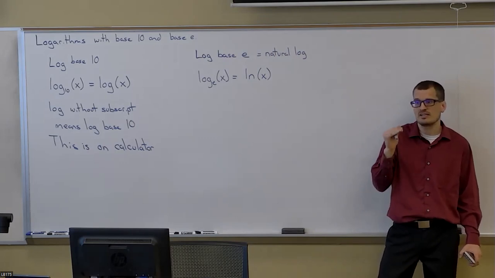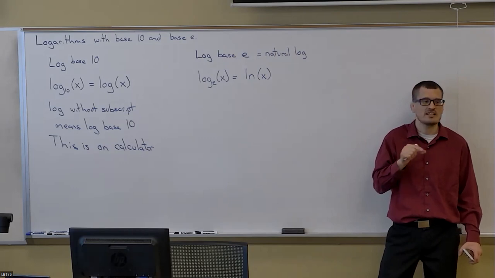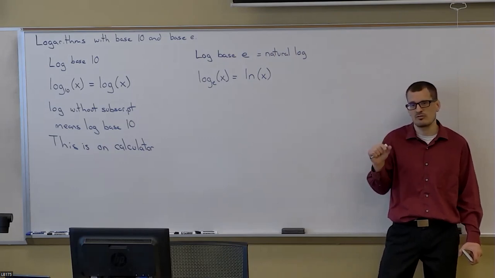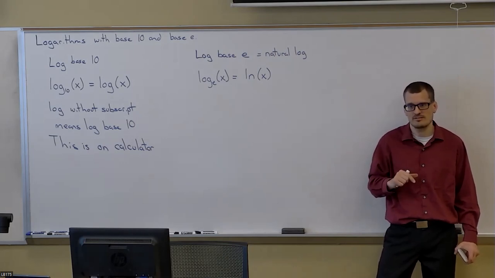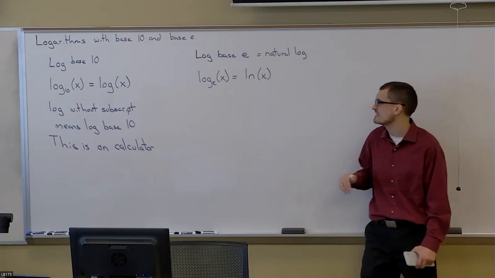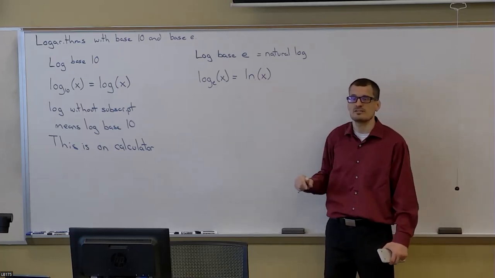because of the connection between continual growth and e, right? That continual growth is a growth that happens a lot in nature. And so that's where the name comes from, natural log. It's the log that you see in nature, right? So natural log, and that's why it's an ln. ln stands for natural log.